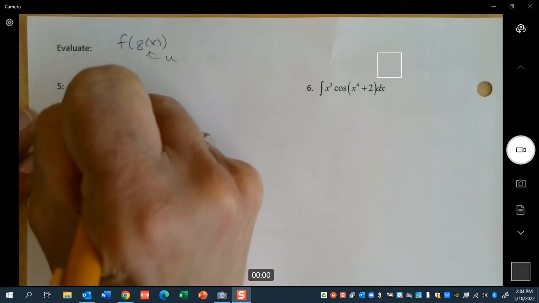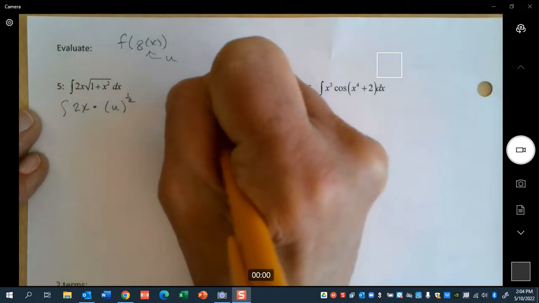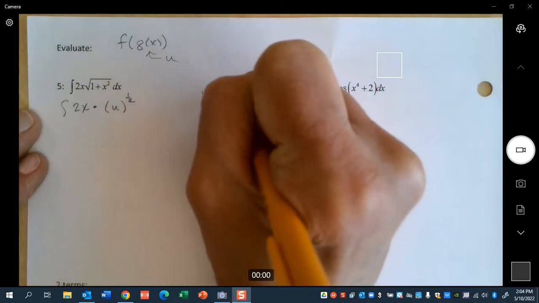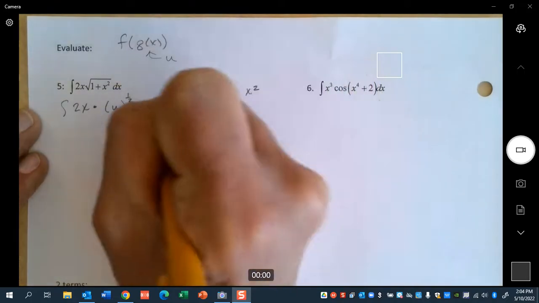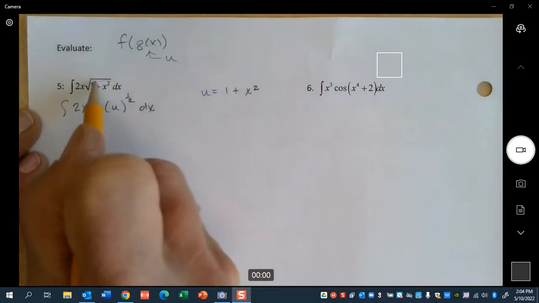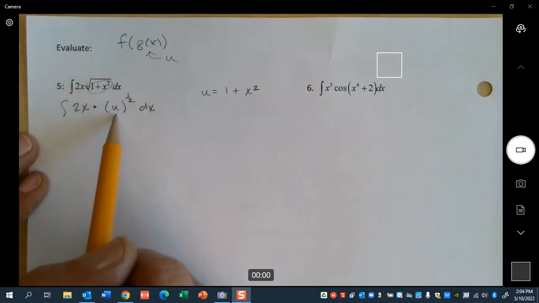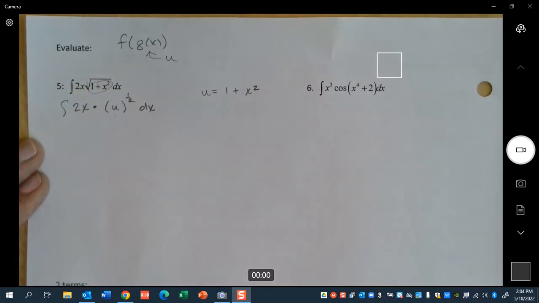So I'm going to rewrite this function as U to the 1/2 power, and I'm going to let U equal 1 plus x squared. So what I did was I took this function within this square root function, and I just pulled it out because it's easier to talk about U's.